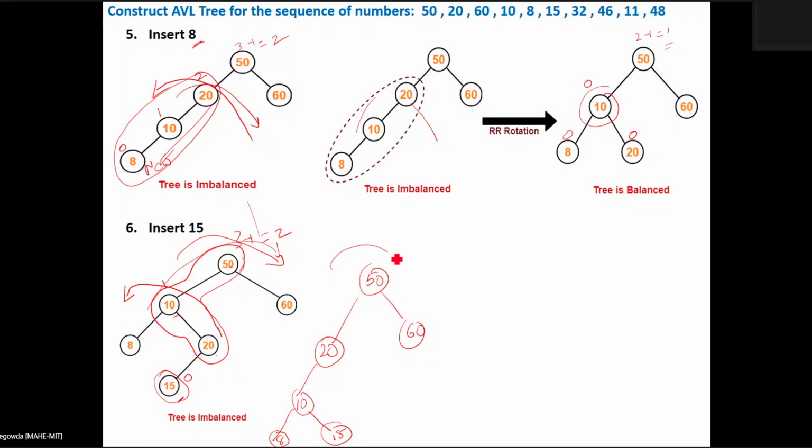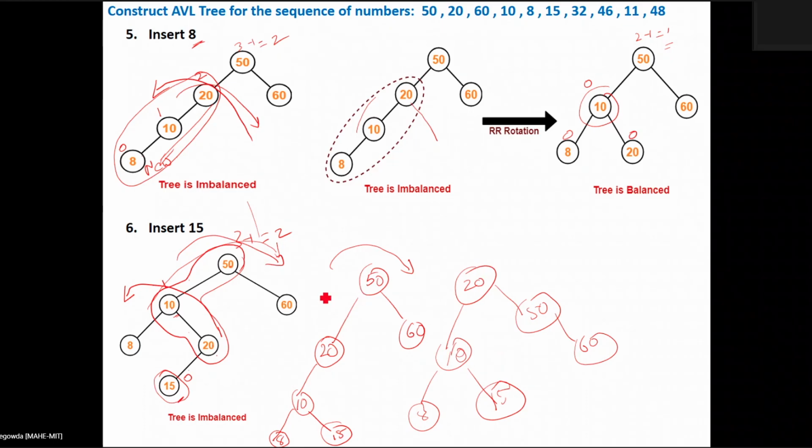After this, you are supposed to apply the right rotation. When you do the right rotation, what will you get? Now 20 is going to become the root node, and 50 is going to become the right child of 20, and 60 is still the right child of this. And you'll get 10, which is the left child of this, and you have 8 and 15 as the left and right children. So this is the resultant tree. This is after left rotation, and this is after right rotation.